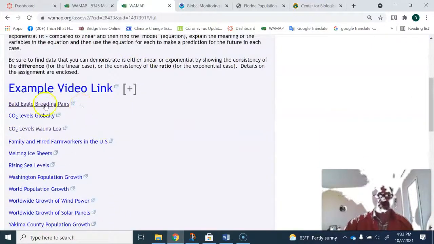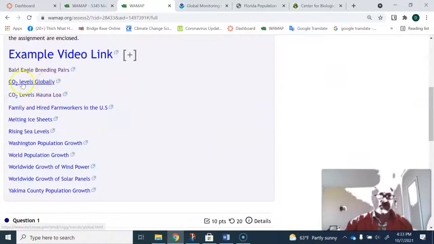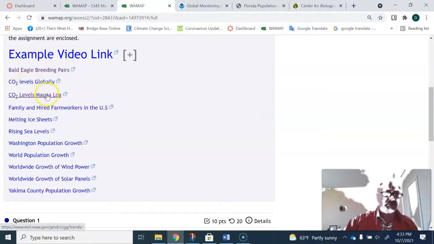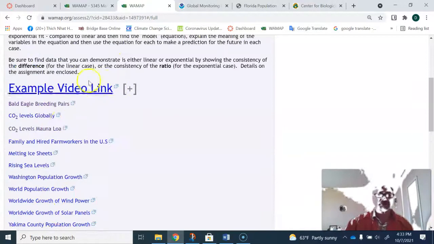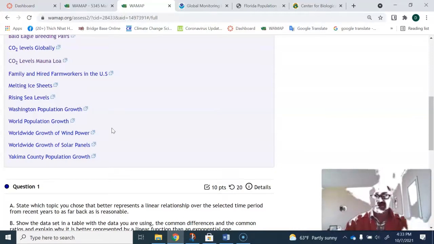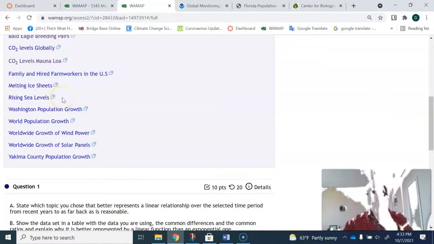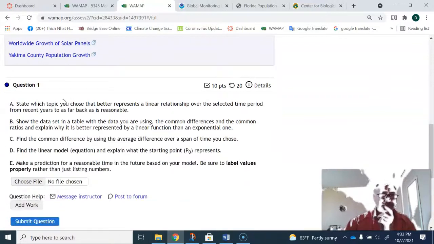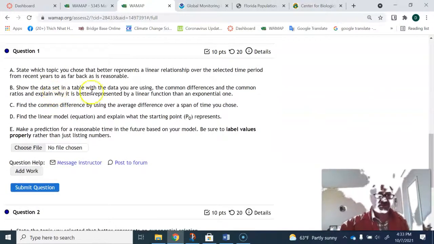we'll see here's the links that you can check out: CO2 levels globally, CO2 levels in Mauna Loa, family and hired farm workers in the U.S., melting ice sheets, rising sea levels. All these are topics, and you can pick whatever you want of those. You're going to need two of them. One for linear, that's the first example, has to be a linear equation that you're using and that you find. And so you want your data to be linear. And then another one where you want your data to look like it's exponential, so you have a real curve to it.